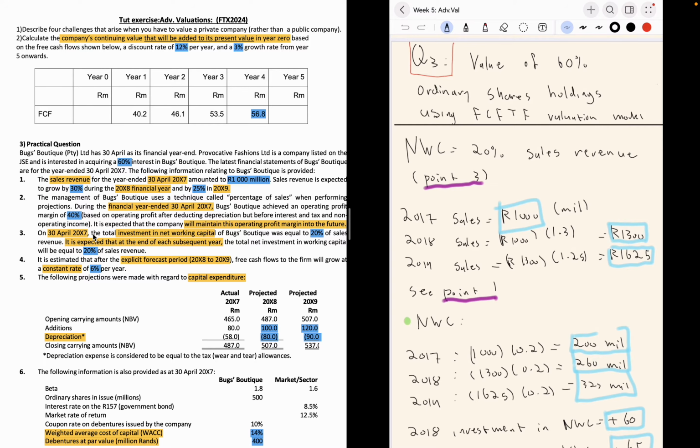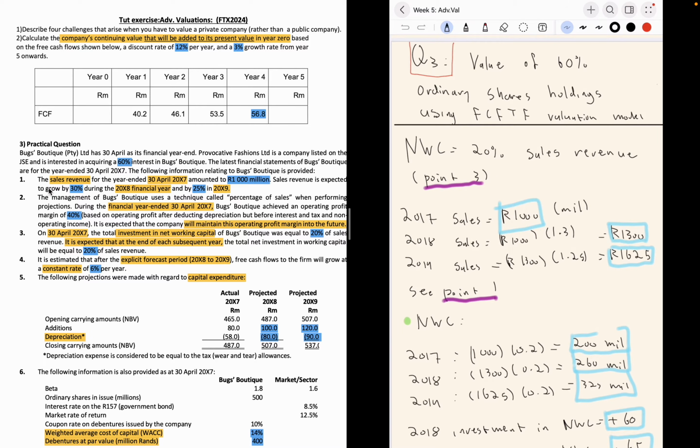On 30 April 2017, the total investment in net working capital of Bugs Boutique was equal to 20% of sales revenue. It is expected that at the end of each subsequent year, the total investment in net working capital will be equal to 20% of sales revenue. That tells us that if you want to know what investment in working capital is going to be, we need to know what the sales revenue is.